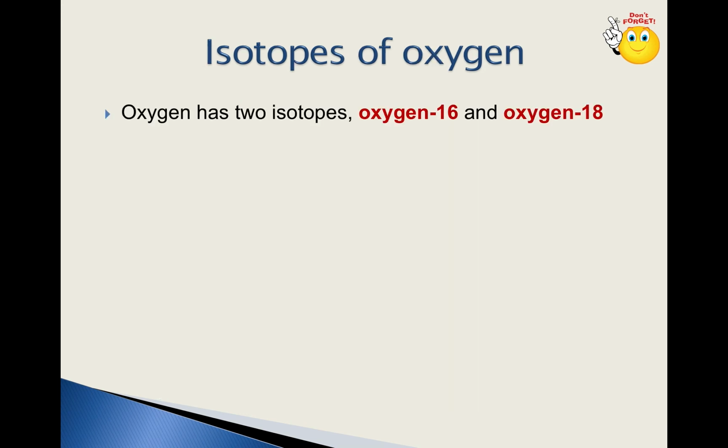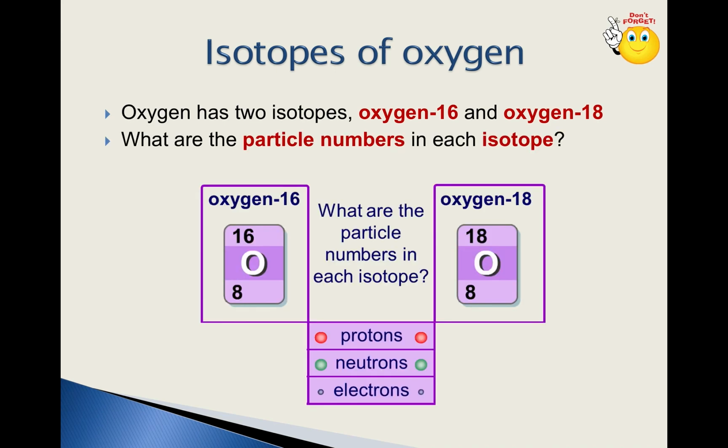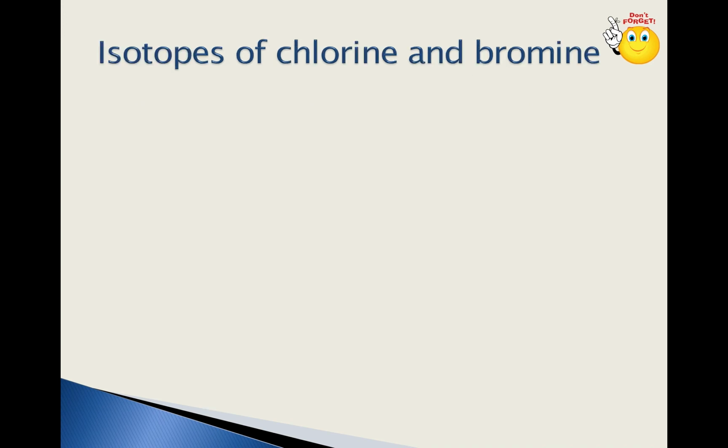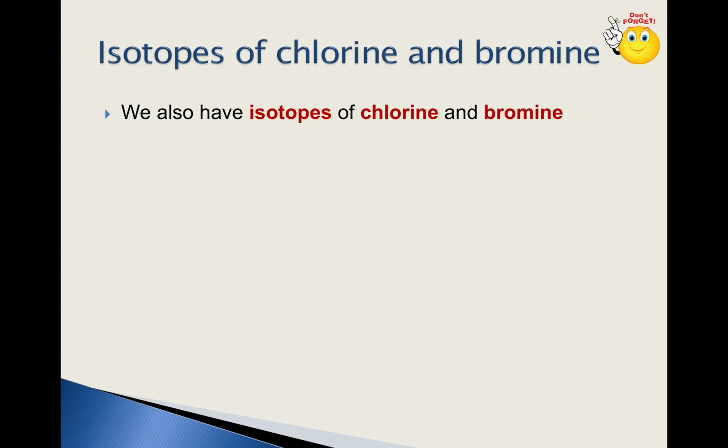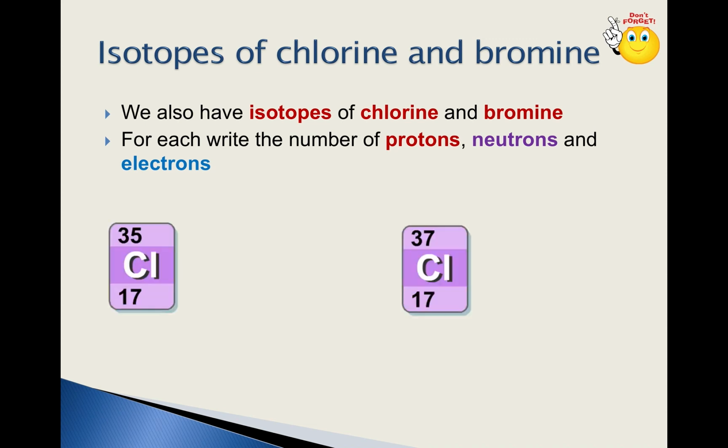Isotopes of oxygen. Oxygen has 2 isotopes, oxygen-16 and oxygen-18. Have a think about what the numbers of protons, neutrons and electrons are in these isotopes. Isotopes of chlorine and bromine. These are quite common in the A-level exams, and they want you to know about the 2 isotopes of chlorine and the isotopes of bromine as well.